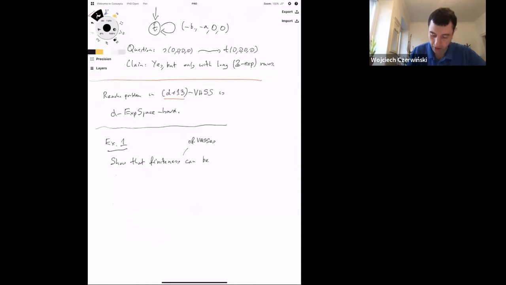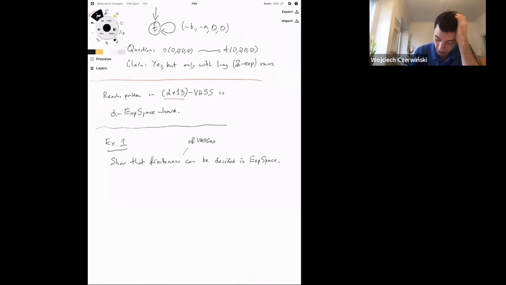So checking whether reachability is finite can be decided in exponential space. And actually I realized it's good that we do it now, because our Z-VAS construction can also help us in that. So maybe a hint.